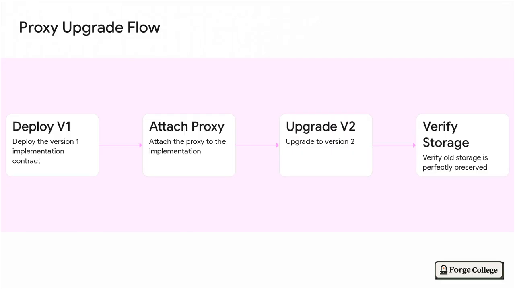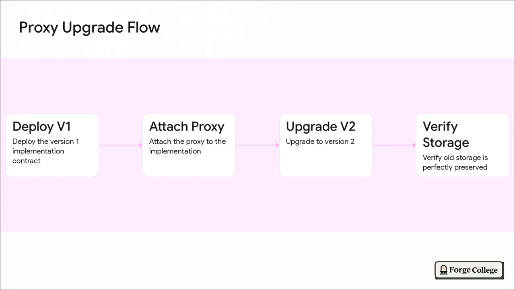Let's zoom in on the exact flow of that proxy upgrade test. Step 1, deploy the version 1 implementation contract. Step 2, attach the proxy. Step 3, upgrade to version 2. And Step 4, which is the absolute invariant we must guard with our lives, we verify storage preservation.